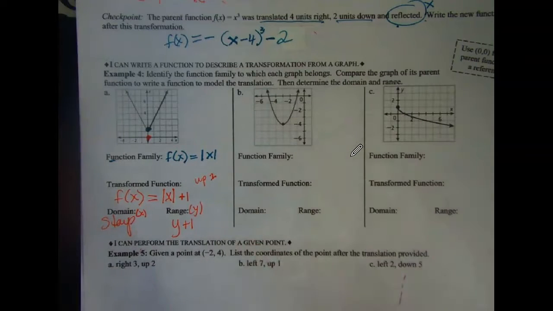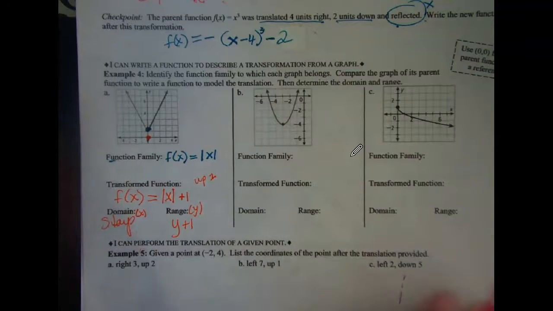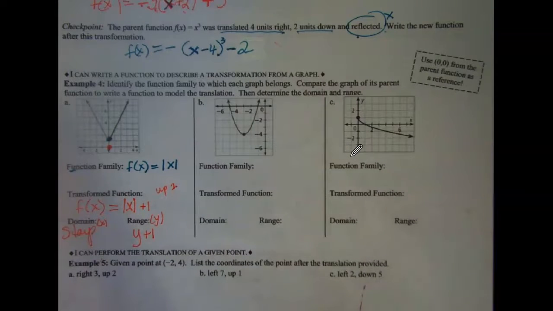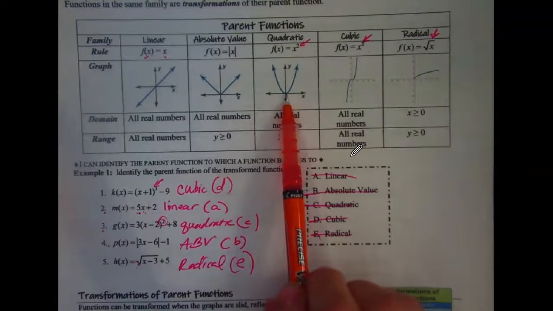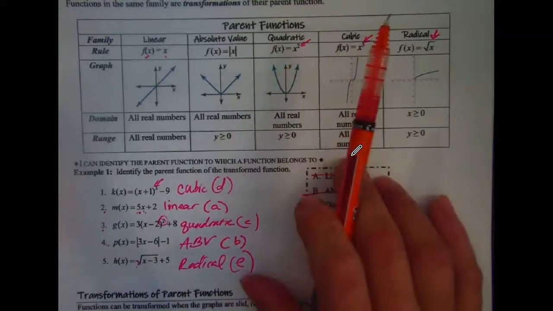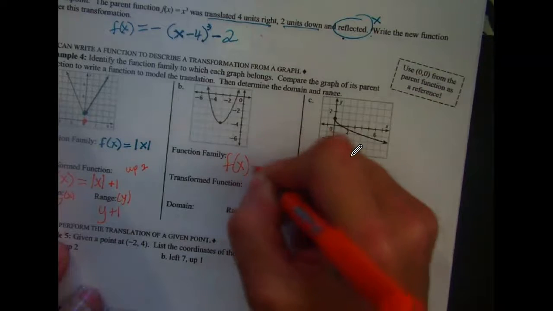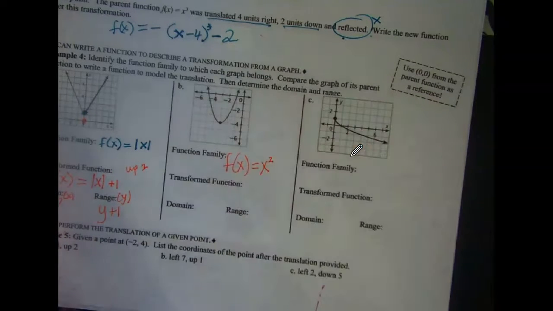Okay, this will come in handy when we actually do points and it's not on a graph. All right, look at B. So again, finding the function family is easy. We can look at it on a graph. I see right away, this is my parent function. So f of x equals x squared. This is a quadratic. So f of x equals x squared. So again, now we need to see what happens.